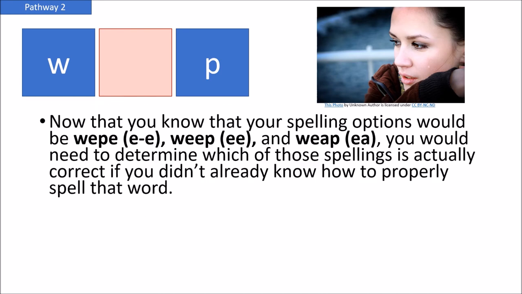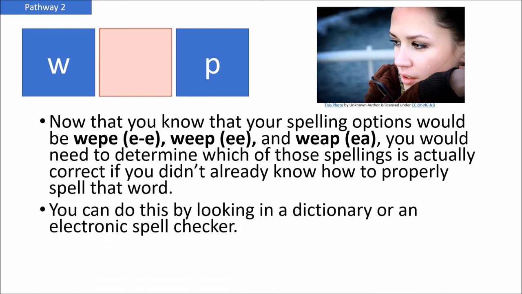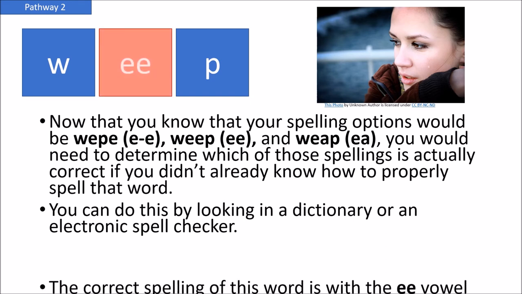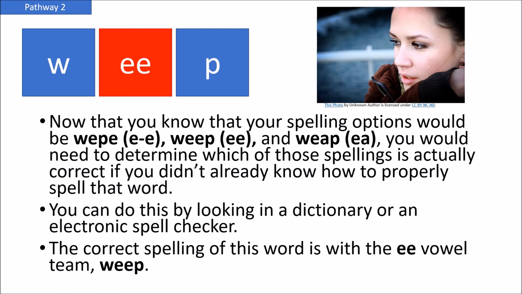Now that you know that your spelling options would be W-E-P-E, W-E-E-P, and W-E-A-P, you would need to determine which of those spellings is actually correct if you didn't already know how to properly spell that word. You can do this by looking in a dictionary or an electronic spell checker. The correct spelling of this word is with the EE vowel team, weep.